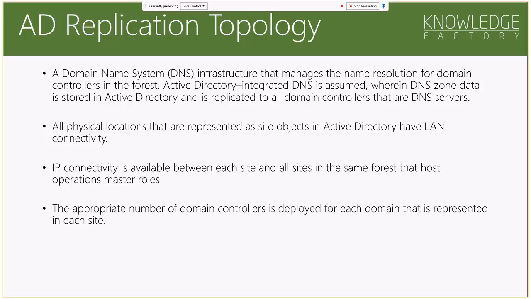So replication topology generation requires that you have DNS, preferably AD-integrated DNS. All the physical locations are represented as site objects, and they have LAN connectivity, and IP connectivity is available between each site and all sites in the same forest that host operation master roles. So the FSMO roles must always be available. There are certain designs where you actually hide the FSMO roles, which means you need to use avoid PDC on WAN and all other goodies that I talked about in the earlier sessions.